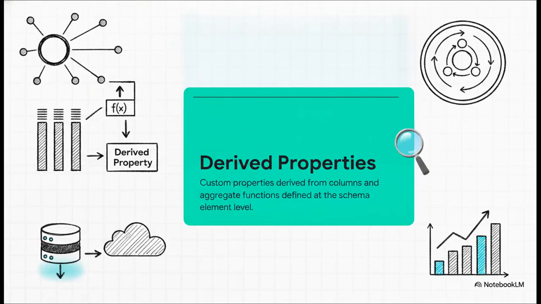And at the expert level, you aren't just limited to mapping basic columns. You can actually define derived properties and measures directly in your schema definition. You can create custom properties derived from existing columns and define aggregate functions, like a sum or an AVG, right at the node or edge level. This is a game changer because it ensures that aggregations are performed exactly at the correct semantic level for your analysis, which keeps all your downstream queries perfectly clean and highly performant.